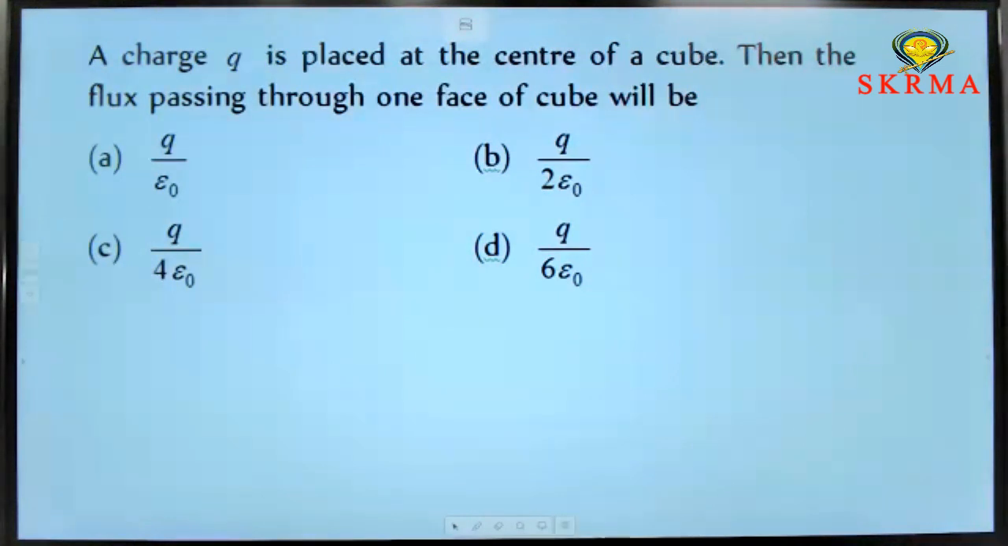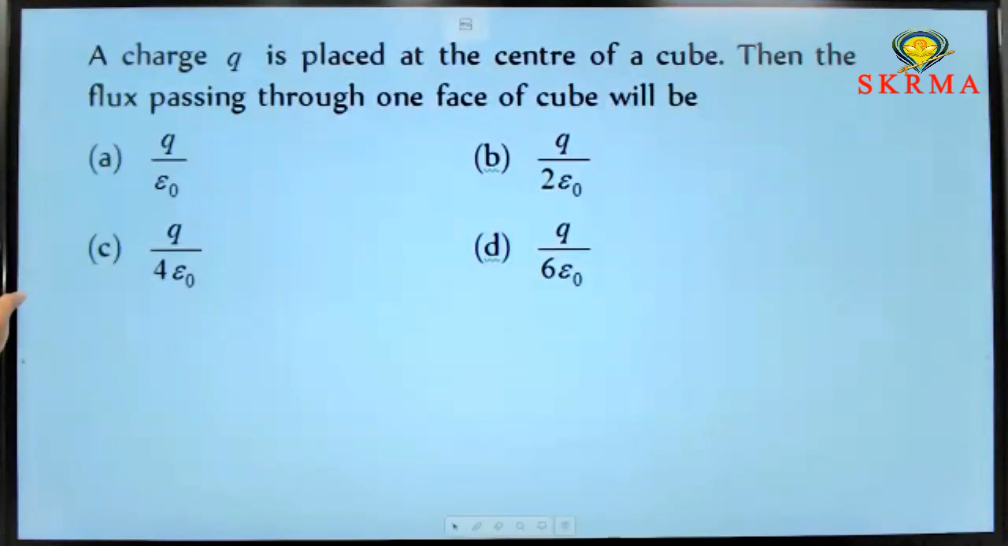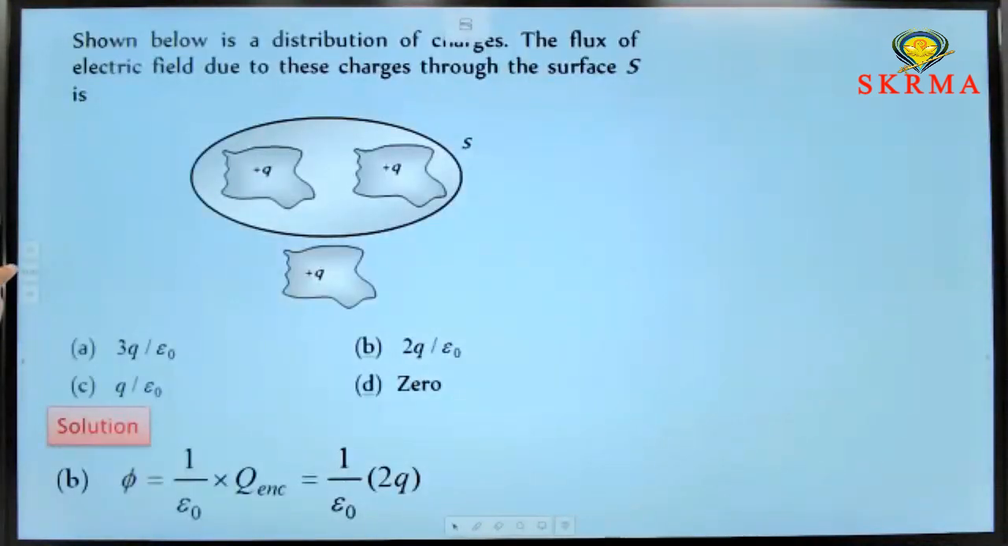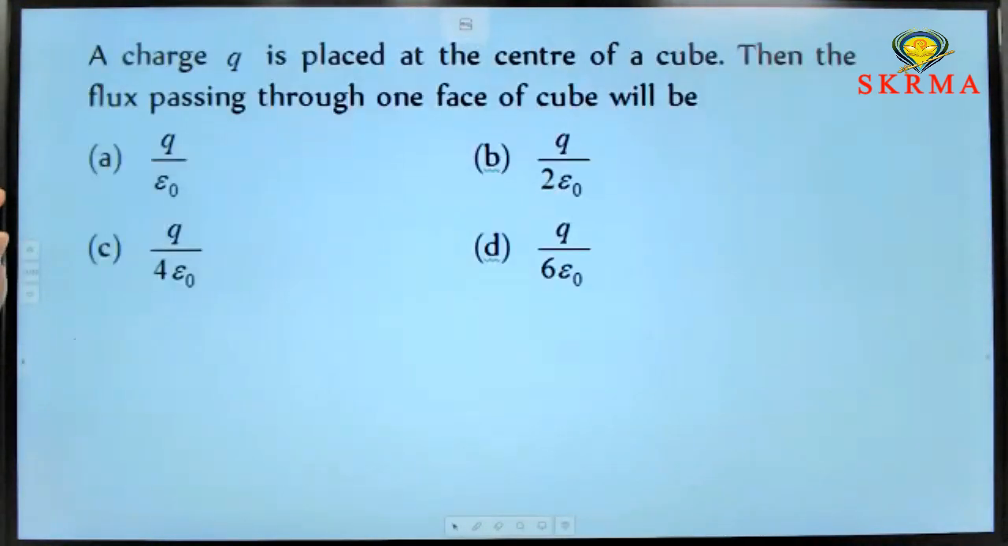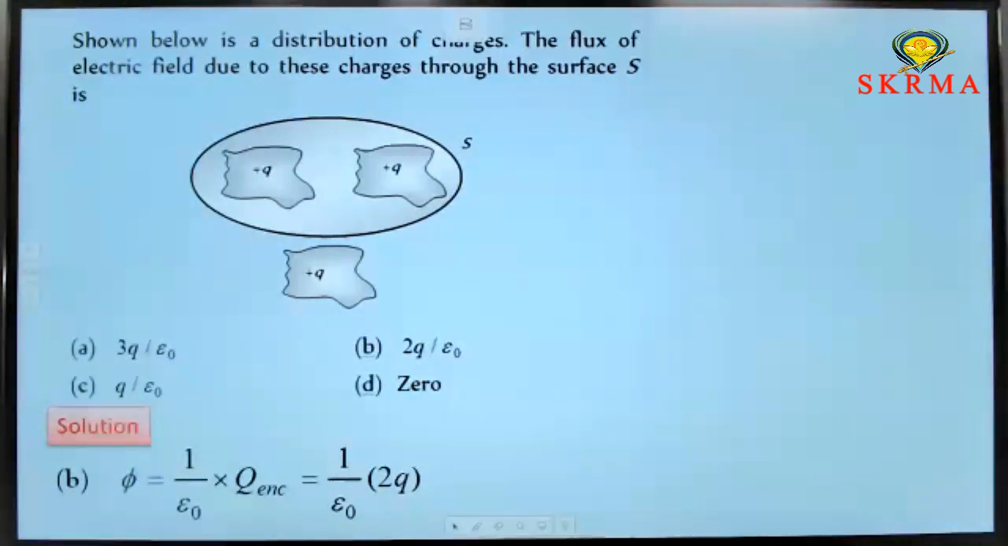Next, a charge Q is placed at the center of a cube, then the flux passing through one face is Q by 6 epsilon naught. We already completed this, right? The fourth option is the correct one, I think. How many faces are there? Total 6 faces are there. So Q by 6 epsilon naught. Option D is correct.